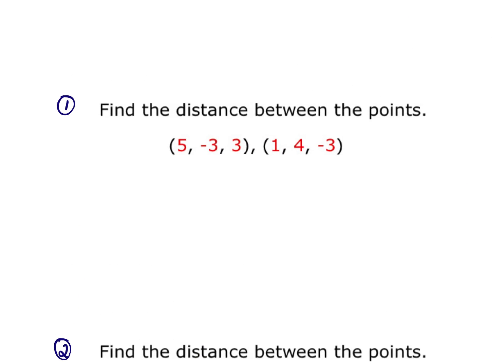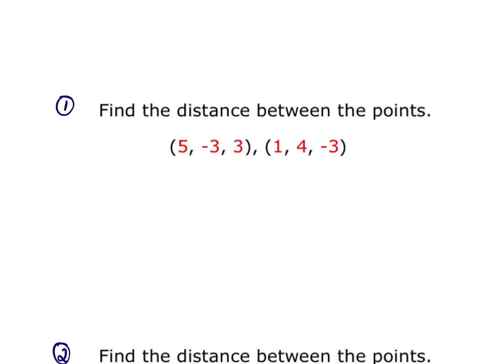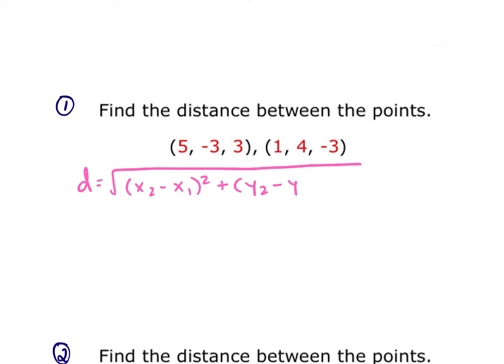So let's take a look at number 1. We define the distance between the points. So what's our distance formula? Perfect. So x2 minus x1 squared plus y2 minus y1 squared plus z2 minus z1 squared. So here I have x1, y1, z1, x2, y2, z2. We can just plug all of those in.